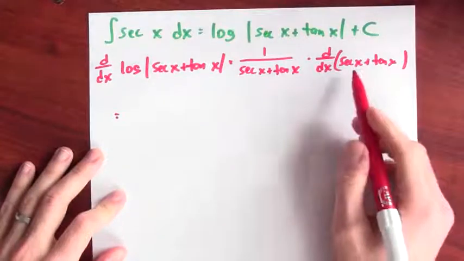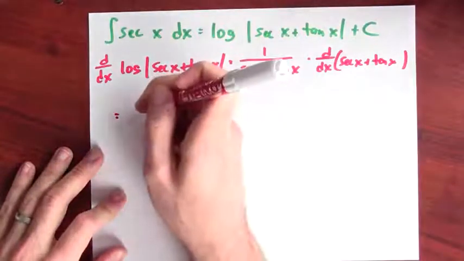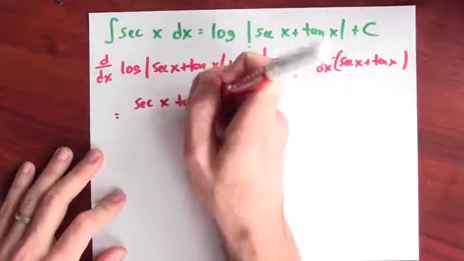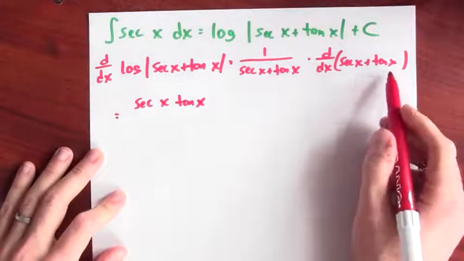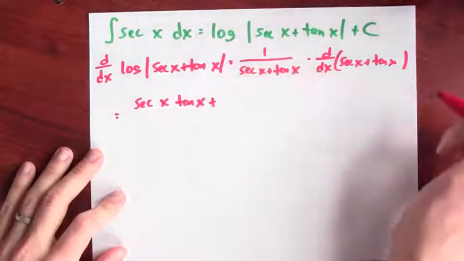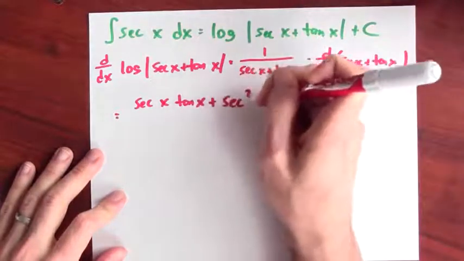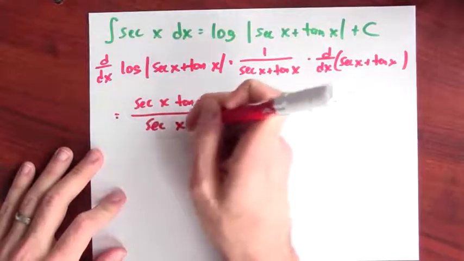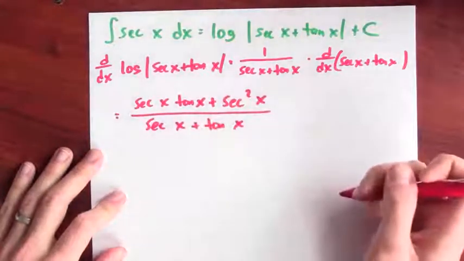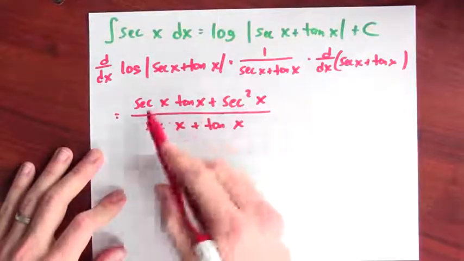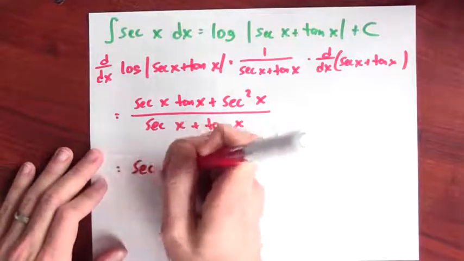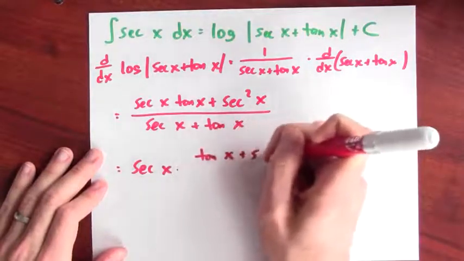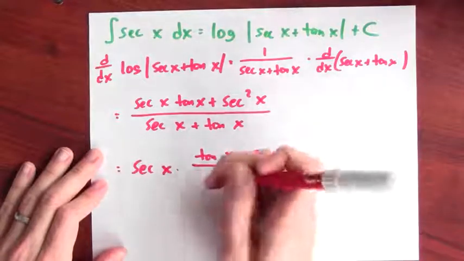Now, what's the derivative of this sum? Well, that's the sum of derivatives. So the derivative of secant is secant x tangent x, and the derivative of tangent is secant squared. And this is divided by secant x plus tangent x. Now note, I can factor out a secant x here, and I've got secant x times the numerator, which is tangent x plus secant x. The denominator is the same thing.